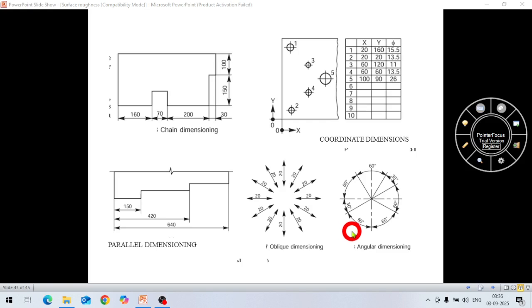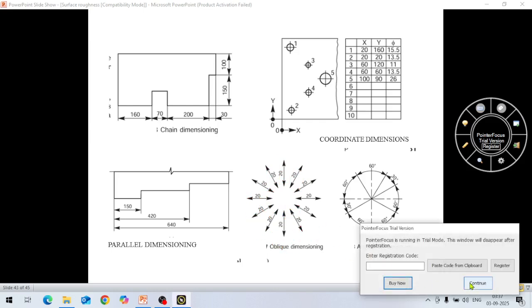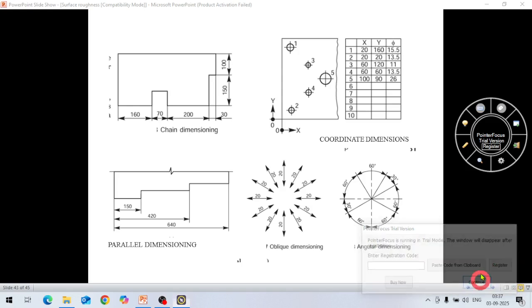This is angular dimensioning. And one is oblique dimensioning. Oblique is an angular plus linear combination. Sometimes in isometric views also we give oblique dimensioning. So this way it is given here. At every angle the text is given at the same angle like this, 20, 20, these are all given. So these are oblique dimensions.